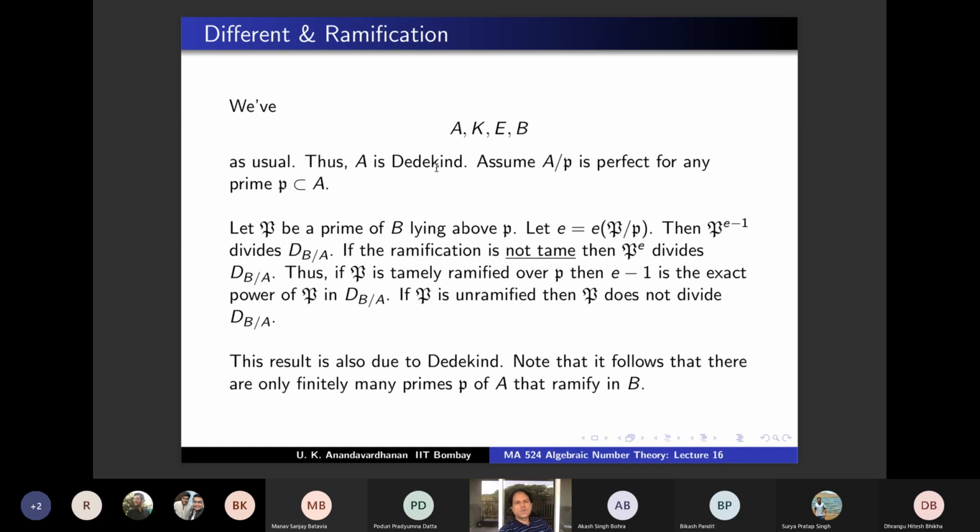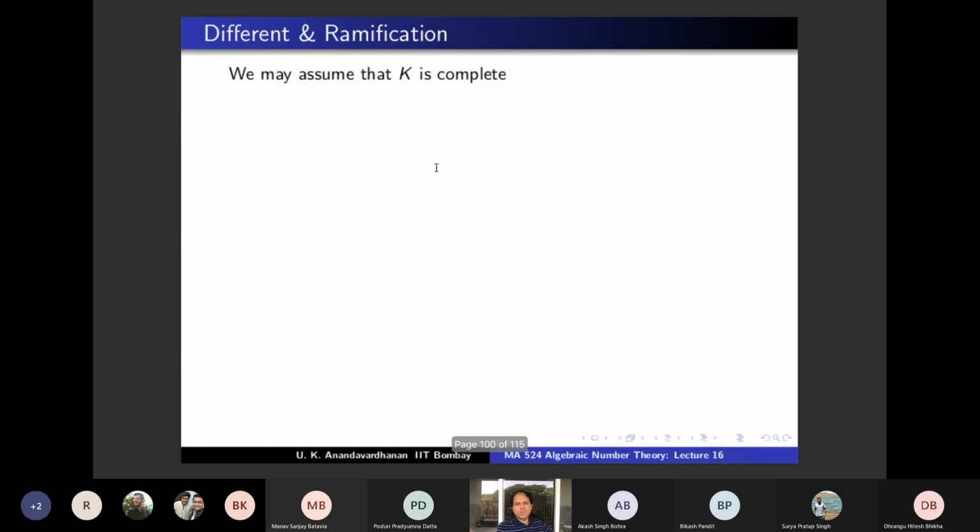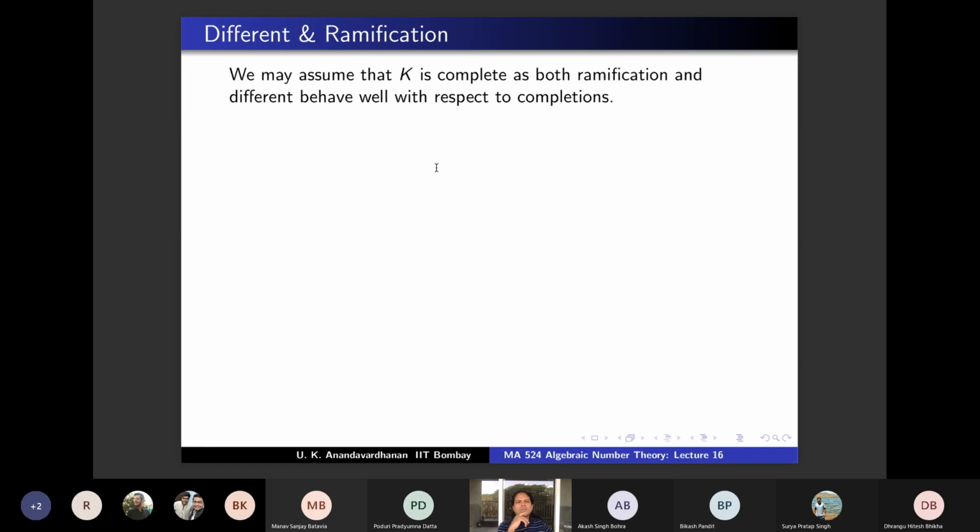So that was the point of putting those two slides earlier: different and ramification, both these things behave well with respect to localization and with respect to completion. And therefore, if you want to compare these two, without loss of generality, you can assume you are in the local situation. K is complete because both these properties behave well with completion.